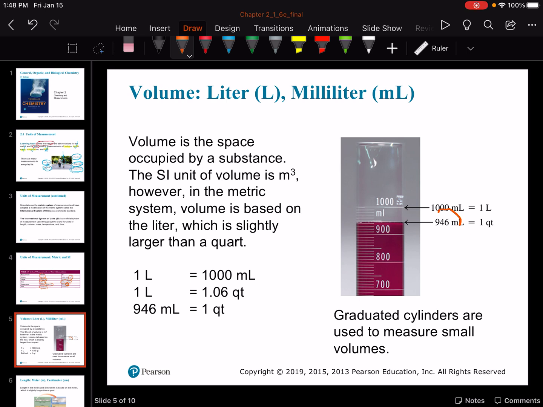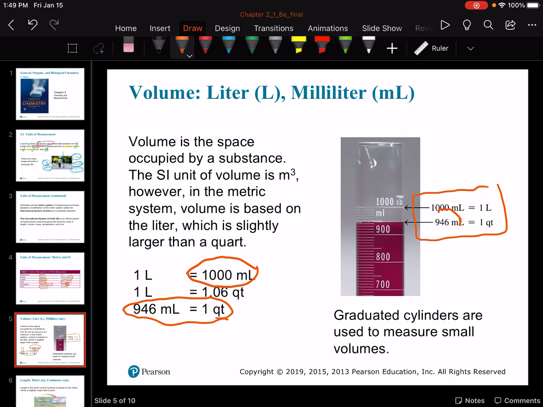However, in the metric system, volume is based in the liter, which is slightly less than a quart. Okay? So 1 liter is 1,000 milliliters. 1 liter is about a quart, right? And 1 quart is that many milliliters. So you can see 1 liter is just about a quart, okay? And you maybe have some idea of what that volume is. Okay, by the way, this is a neat graphic to show you the difference between a quart and a liter. Not much, right?